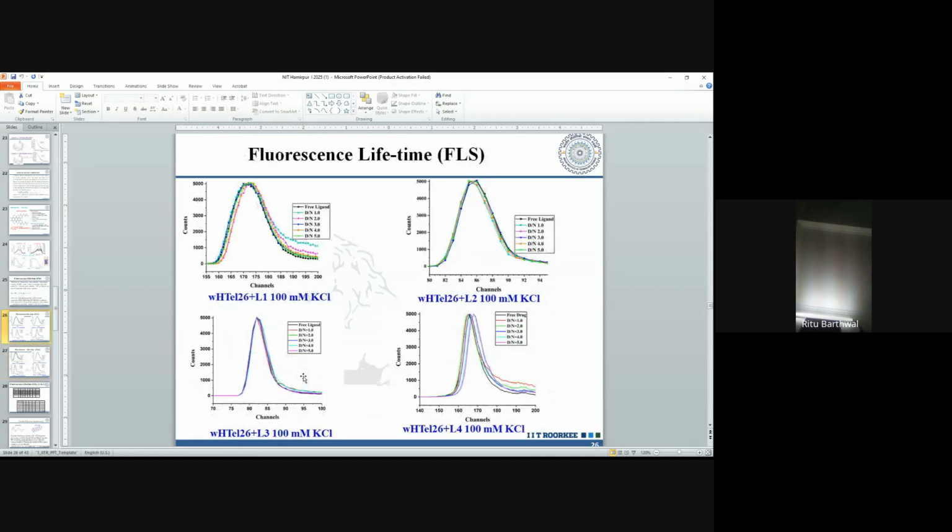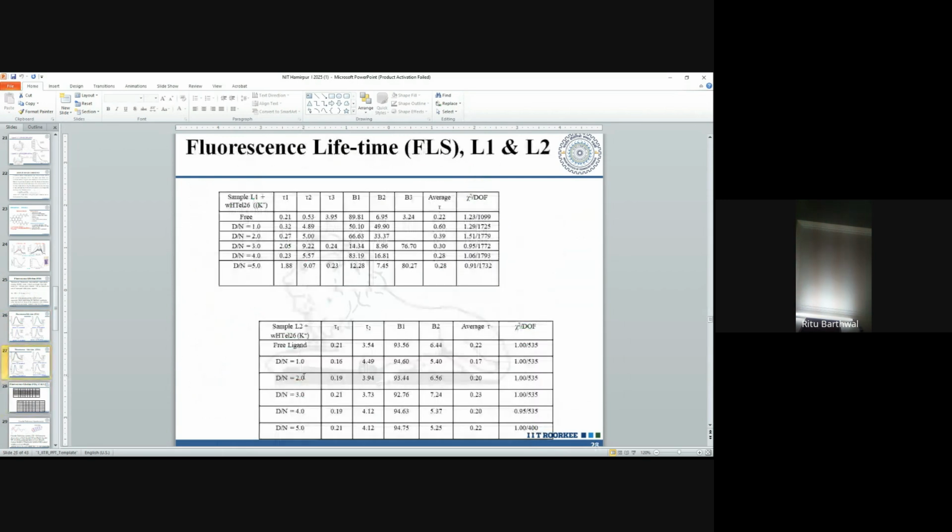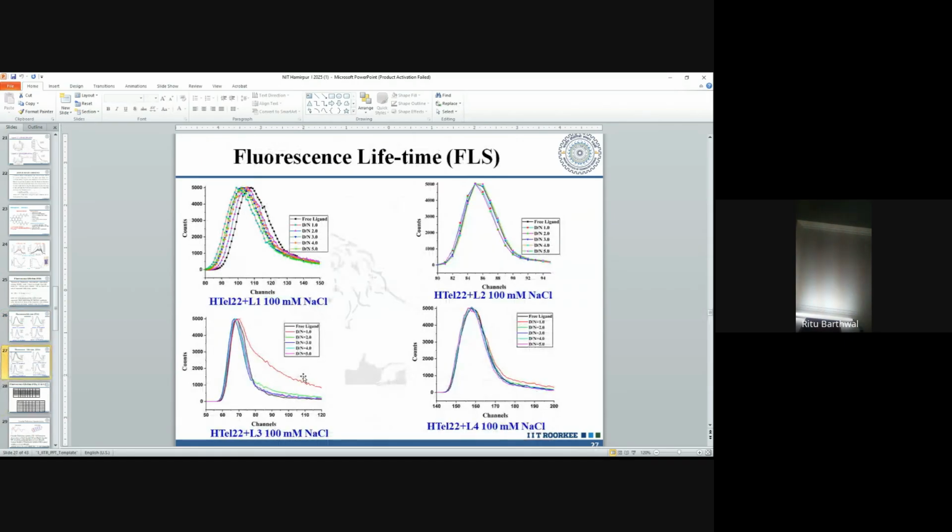You can see there is not much change on binding. But once you do the analysis, this is the free drug and this is the bound. You can see it's not much different, 3.27, 0.2, this is in nanoseconds. Two to three components are there, and you can see that there is not much change in the lifetime. Which means we don't have dynamic quenching, we had static quenching due to the binding.